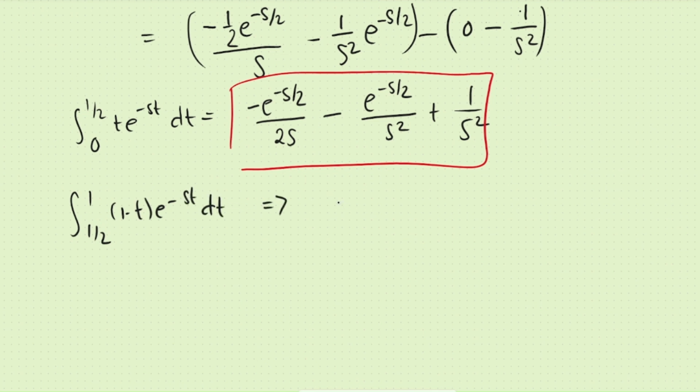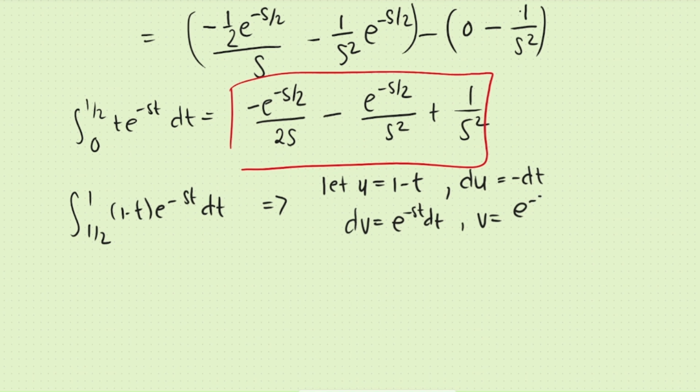Again, we're going to use integration by parts. Let u equal 1 minus t, so our du is equal to negative dt. This negative here is so important. You should not miss this one. So dv is equal to e to the negative st dt, so that our v is e to the negative st over negative s. Again, integration by parts, and we'll get the indefinite integral first, and later we'll plug in the lower and upper limits.